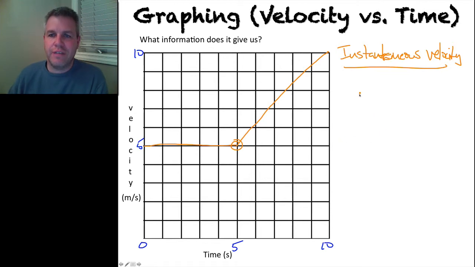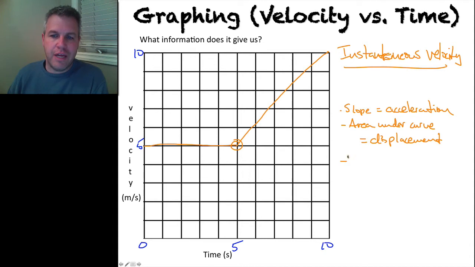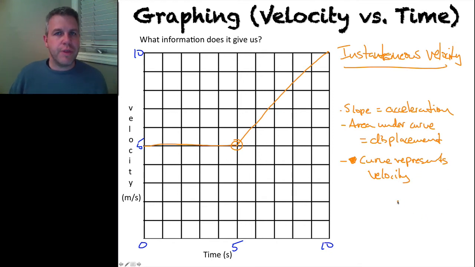That's instantaneous velocity. So again, just to review, the 3 things that I want you to know are that slope is equal to acceleration, area under the curve is equal to displacement, and our curve represents velocity. Those are the 3 things that you need to know. Practice these. It's easy to pull the information off of these, and we will see you in class.